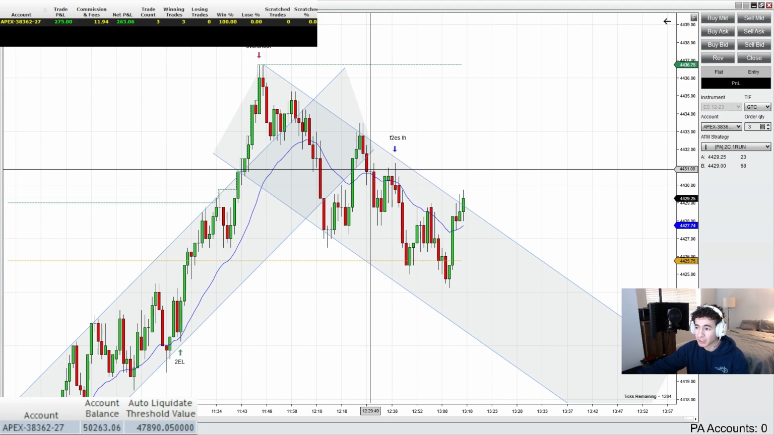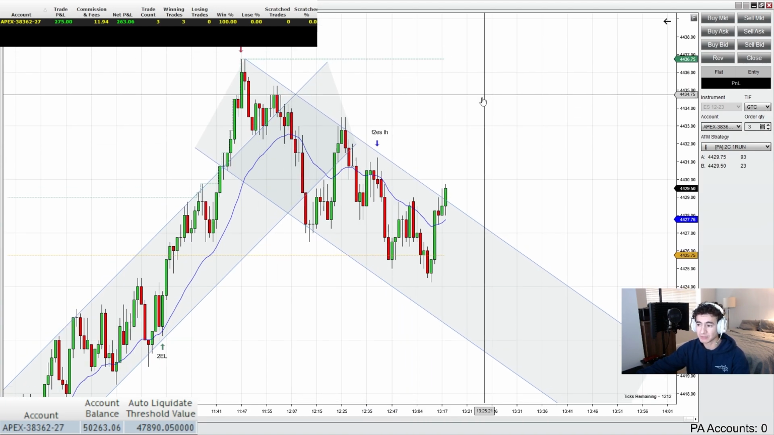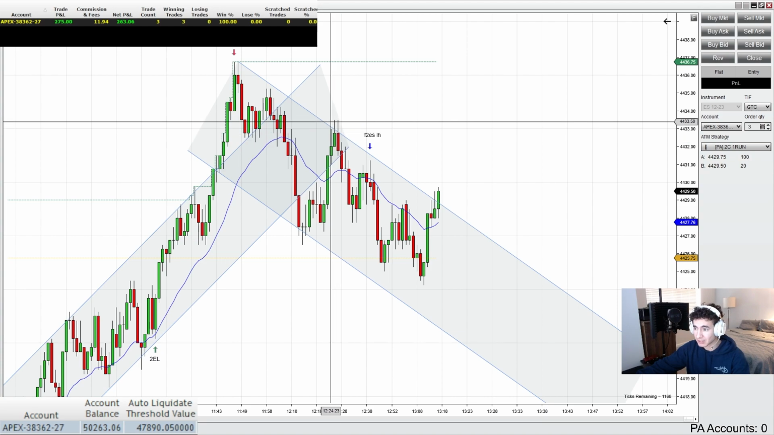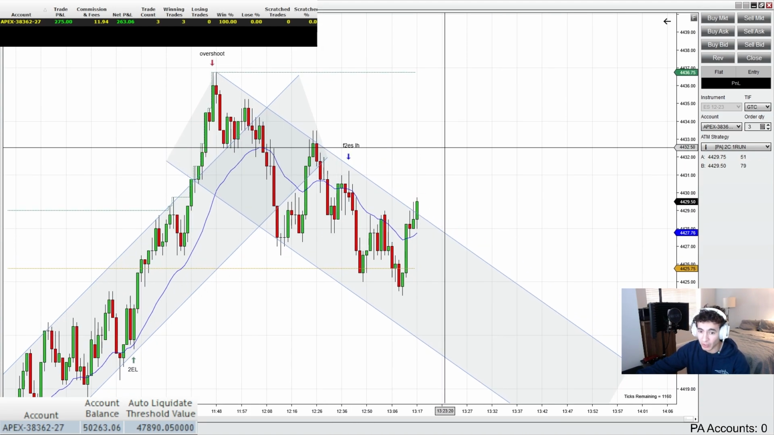EMA would hold, and the buyers would come into the market right here and push the market higher, or attempt to. But instead, you get this second entry short that pushes right through the EMA, big red bar indicating that the sellers are ready to sell.